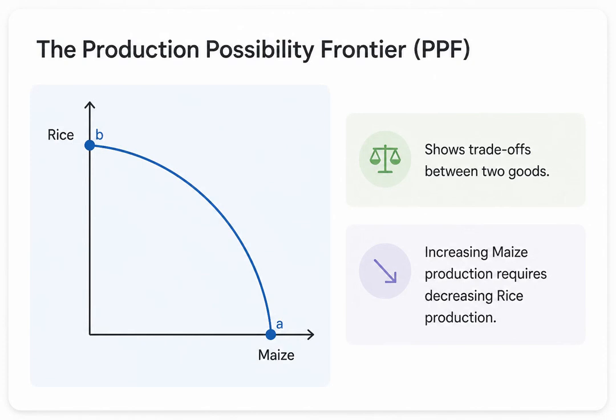To illustrate scarcity and choice, economists use a model called the Production Possibility Frontier, or PPF. Imagine an economy that only produces two goods, rice and maize. If we use all our resources for rice, we operate at point B and produce zero maize. If we want more maize, we have to give up some rice. We simply cannot increase the production of both goods simultaneously with limited resources.